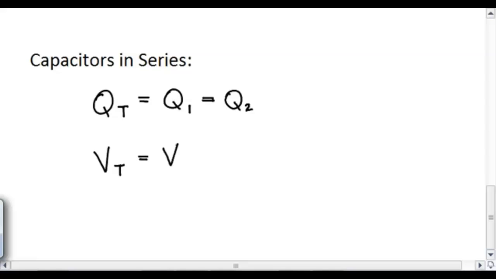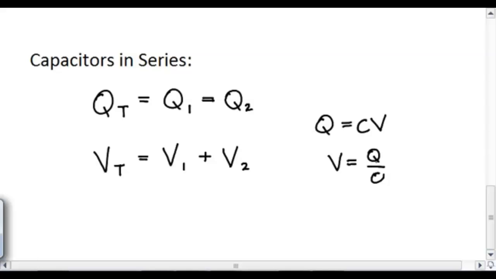So let's see, we can come up with some rules. It looks like when they're in series, the total charge supplied by the battery is the charge on 1, which is the charge on 2. They have identical charges. And it looks like the total voltage is the voltage across 1 plus the voltage across 2. Now we did this sort of exercise with series resistors using Ohm's law. But if Q is equal to CV, then doesn't V equal Q over C? Is that good?